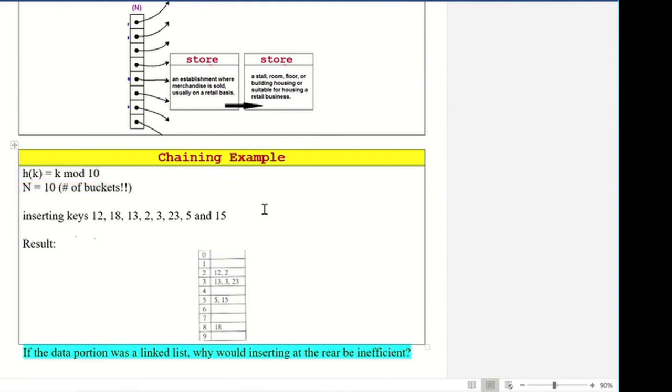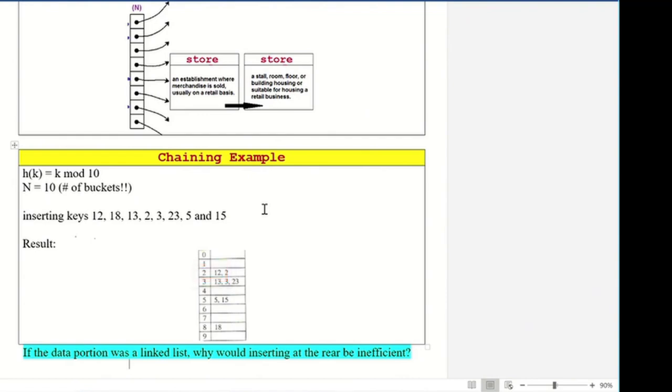And the mod 10 is actually your compression function with it. So n, capital N, is the number of buckets. So for inserting values, like we have here, 12, 18, 30, 13, 2, 3, we would send it to the hash function, which says, hey, I just want you to give me the remainder by 10. So 12 mod 10 gives us a remainder of what? 2. So notice 12 gets put into the 2 spot in the hash table.